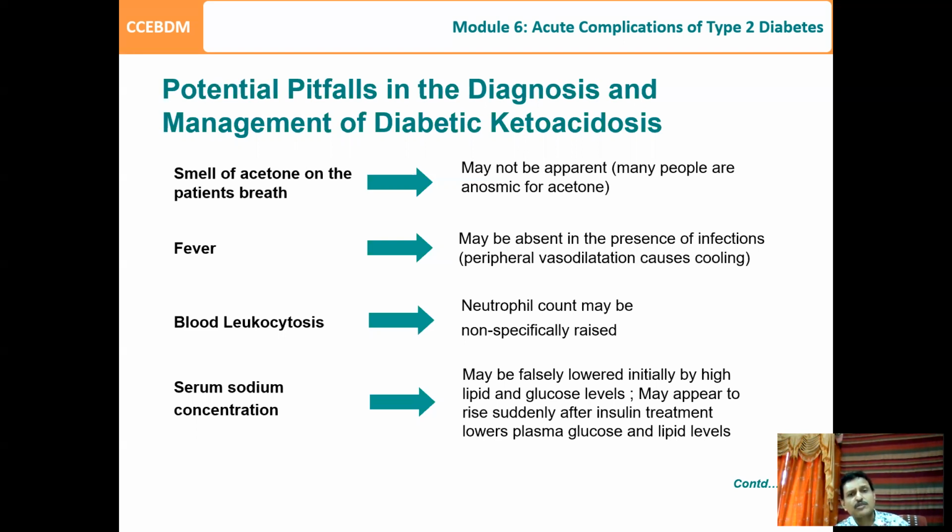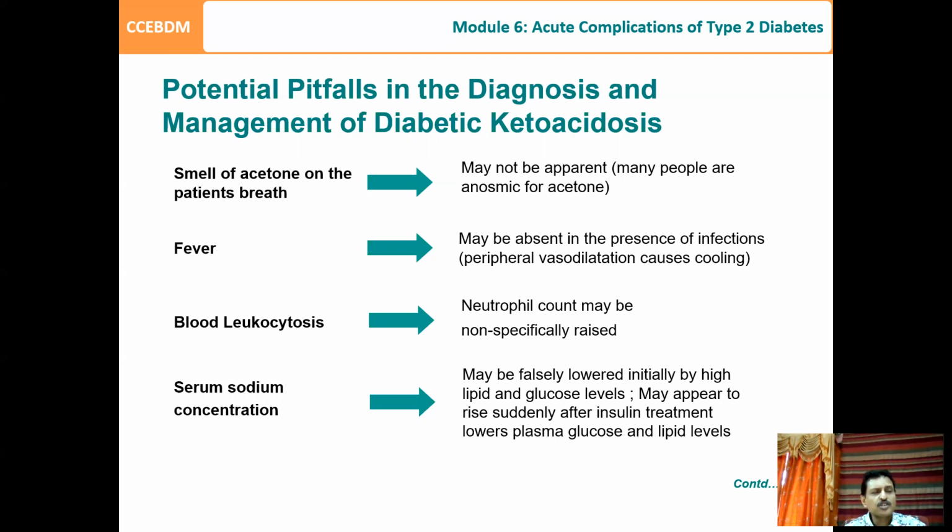Serum sodium concentration may be falsely lowered because of the excess amount of lipid and glucose, because there is a lot of lipogenesis, as I've told you. Because there is lipogenesis, there is a production of free fatty acid and glycerol. As I've told you, glycerol goes into the gluconeogenic pathway, and the free fatty acids either go into the ketogenic pathway, or they can be converted in the liver into VLDL, very low density lipoprotein.